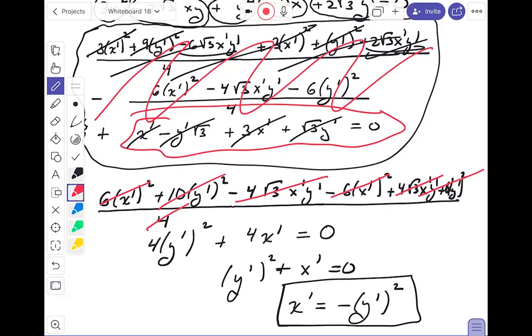All right, I know it's a long road for students. They write it a little bit differently. I'll write this down for you. They write it as minus x prime equals y prime squared. It's the same problem. This is good. This is good. All right, so we did that.